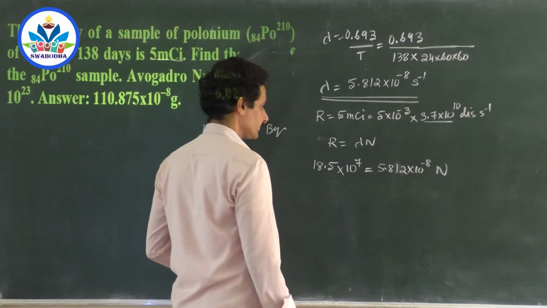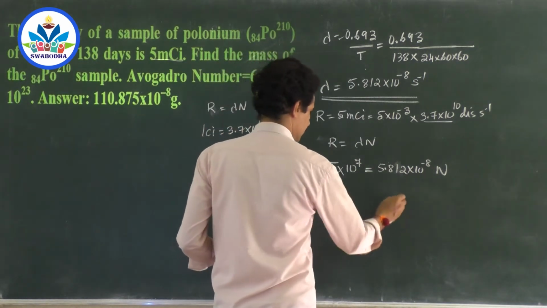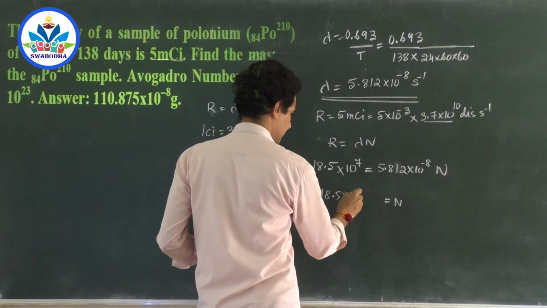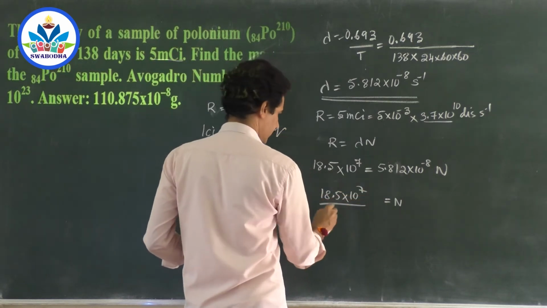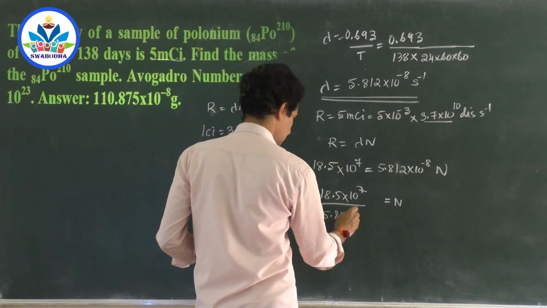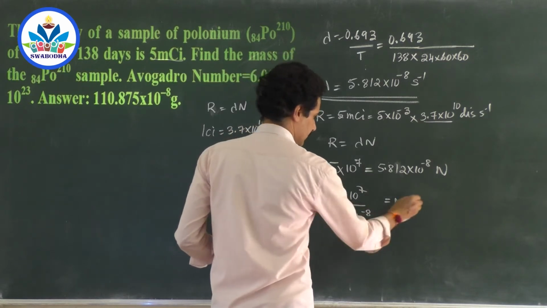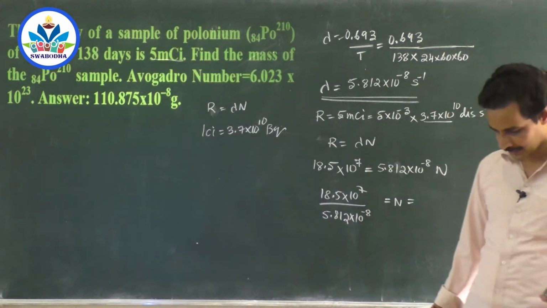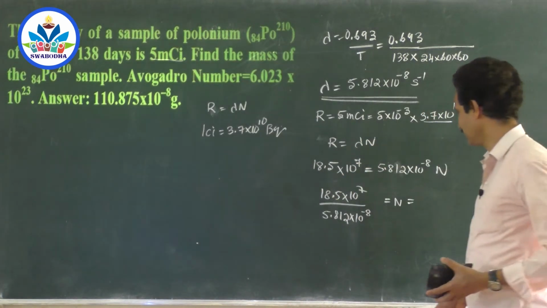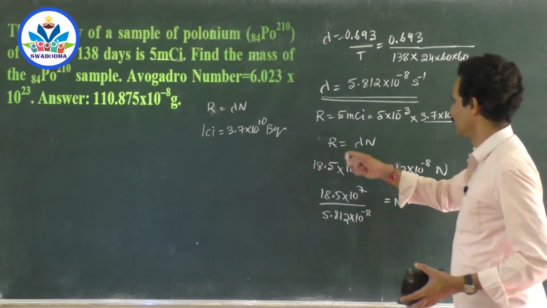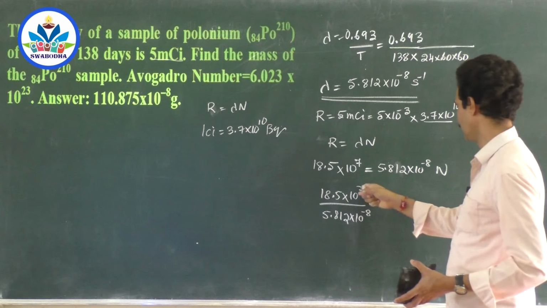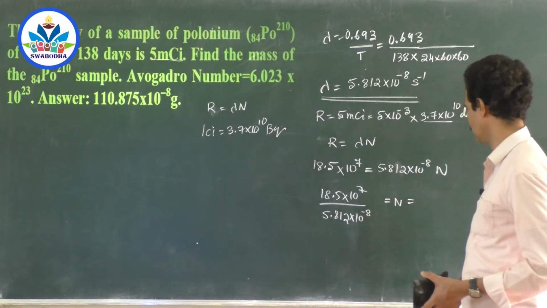Okay, now what is N? N is equal to 18.5 into 10 to the power 7 divided by 5.812 into 10 to the power minus 8. So I have to calculate this now. 18.5 into 10 to the power 7 divided by 5.812 into 10 to the power minus 8.